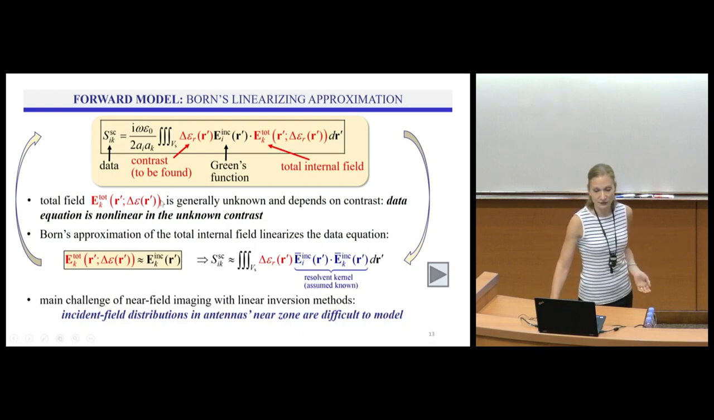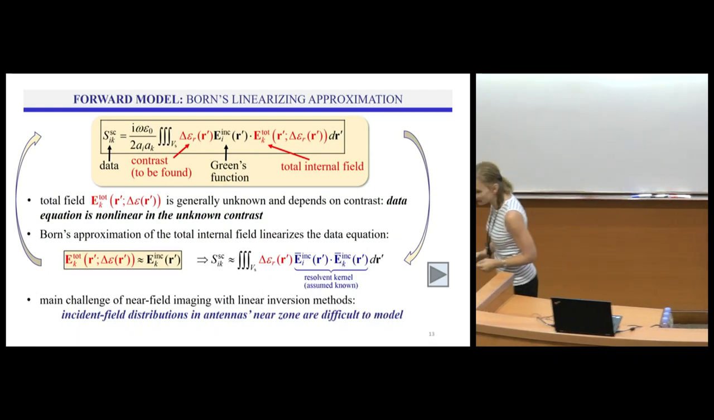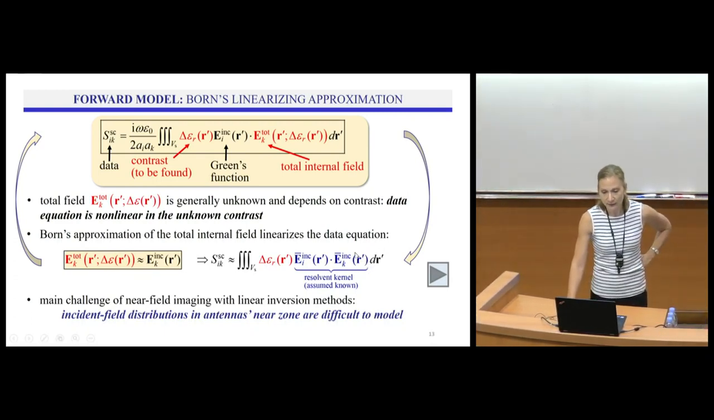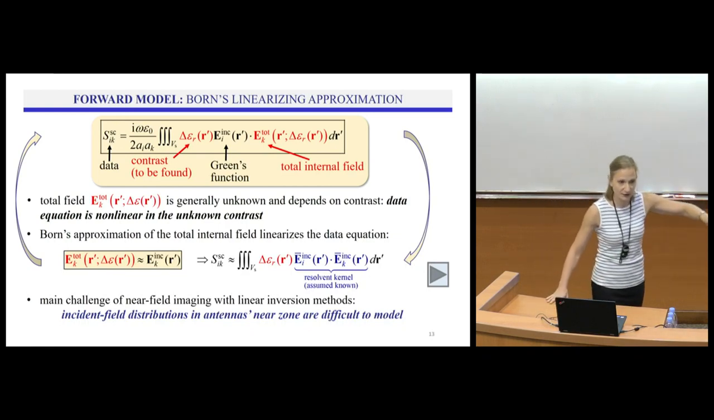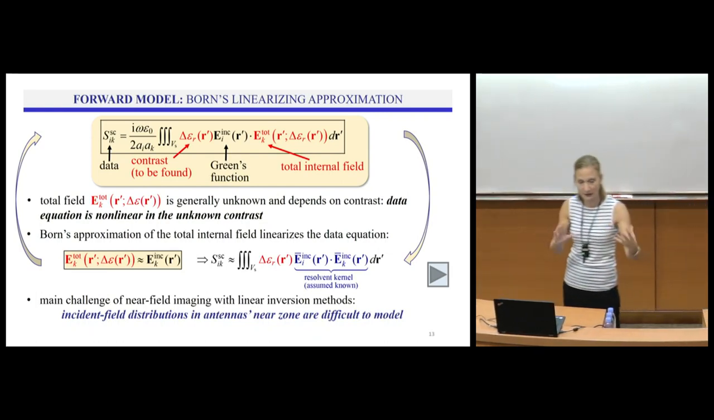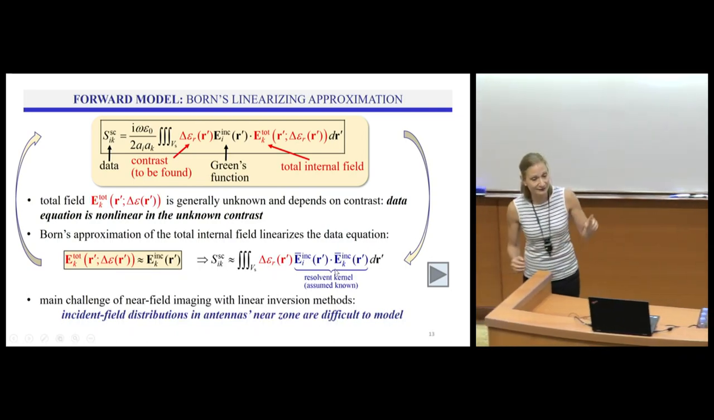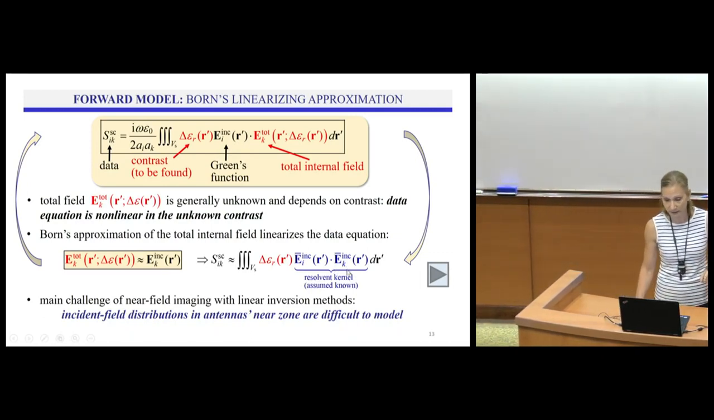So Born's approximation comes very handy, and under the conditions of weak scattering, we can replace the total field with the incident field, which of course has nothing to do with the object under test, and therefore it is assumed to be a known distribution. Now, aside from the fact that Born's approximation comes with serious limitations on what your object under test could be in terms of size and permittivity, what we really worry about in near-field imaging is that even these incident fields, from which we obtain what we call the resolvent kernel of the linearized problem, I need to know. And you may think that is a simple problem, but that is not a simple problem in near field imaging.